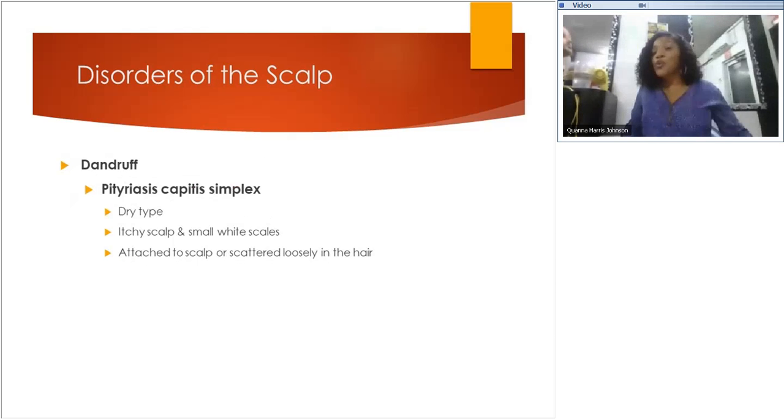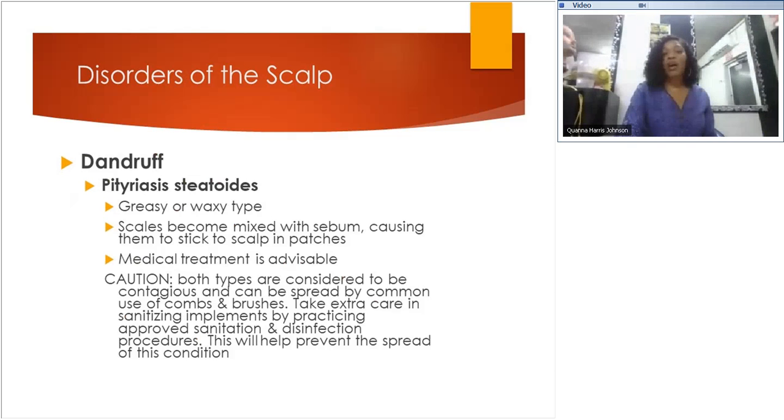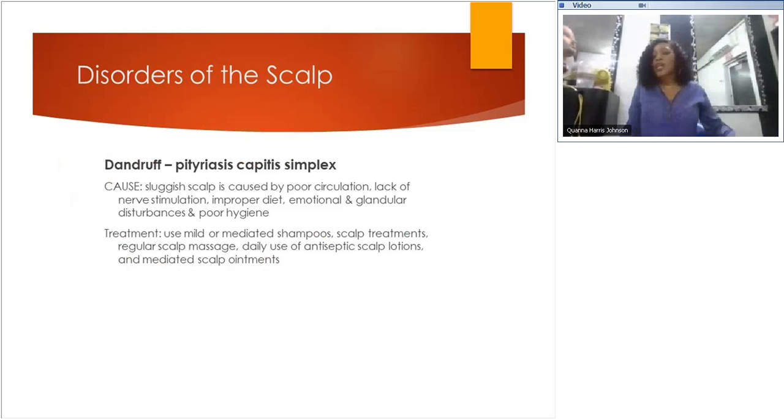Then we have two types of dandruff. Yes, there are two main types of dandruff. We have the dry type of dandruff, and the technical term for that is pityriasis capitis simplex. It's an itchy scalp and small white flakes attached to the scalp and scattered loosely on the hair. What is the cause of this? It's caused by a sluggish scalp, meaning poor blood circulation and lack of nerve stimulation.